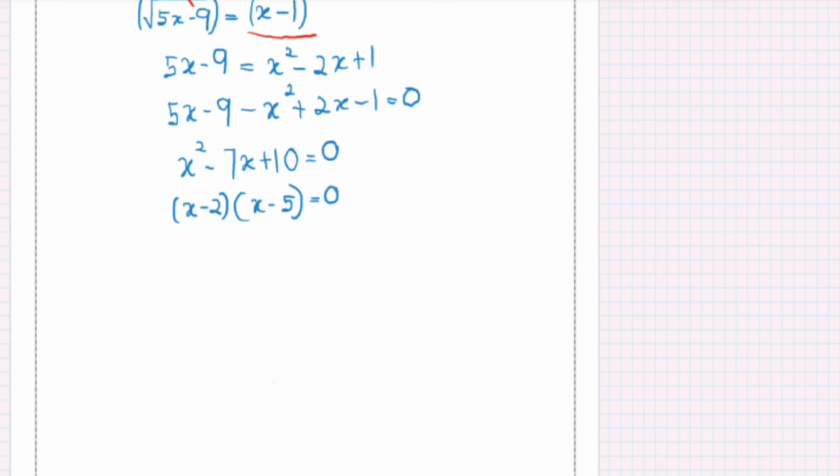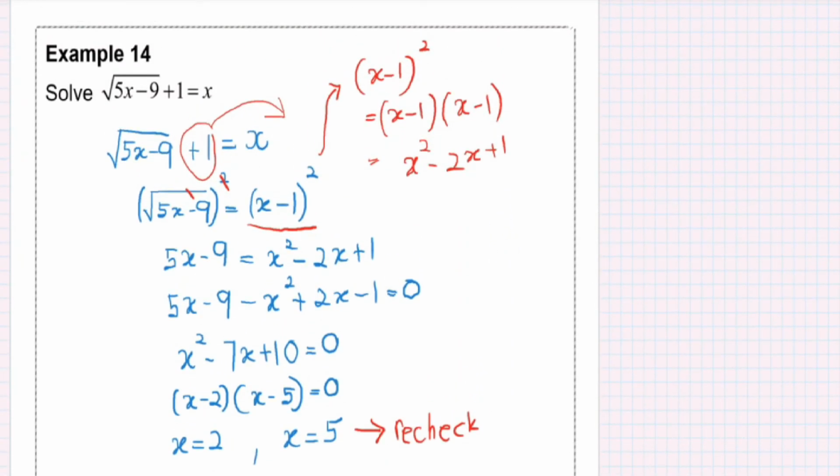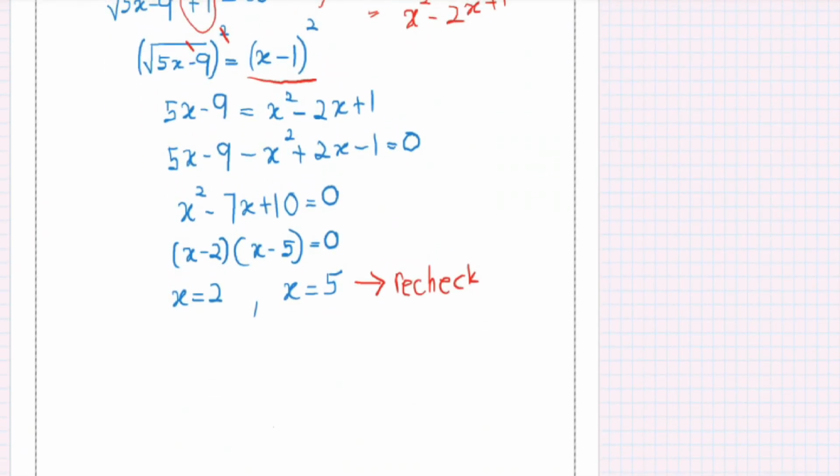From here, we will get x = 2 and x = 5. So we have the answer here, x = 2 and x = 5. But before that, we need to recheck these values of x by substituting them into the original question, which is √(5x - 9) + 1 = x. If both values satisfy the equation, we can verify that the final answer is x = 2 and x = 5.